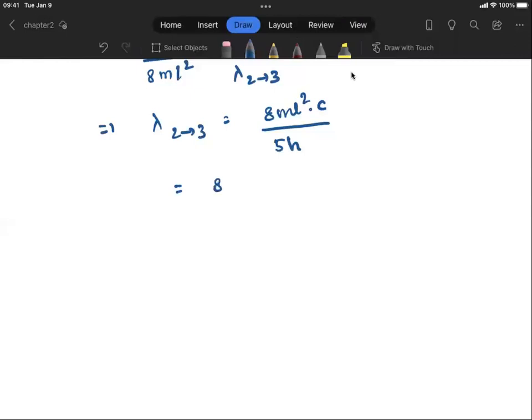Because we're dealing with an electron, the mass of the electron is going to be this. And the length of the box is given to be 7 angstrom, just 10 to the negative 10 meter. L squared is going to be meter squared, times the speed of light.